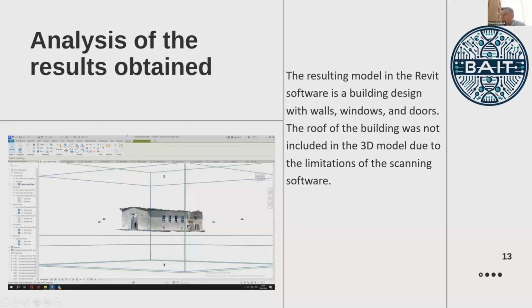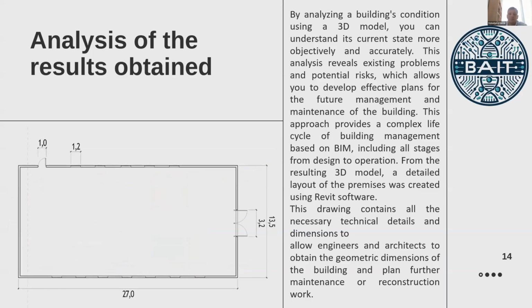Revit program by Autodesk, and the resulting model in the Revit software is a building design with the walls, windows, and doors. The roof of the building was not included in this 3D model due to the limitation of the scanning software. After this, by analyzing the building condition using the 3D model, you can understand its current state more objectively and accurately. This analysis reveals existing problems and potential risks, which allows developing effective plans for the future management and maintenance of the building.